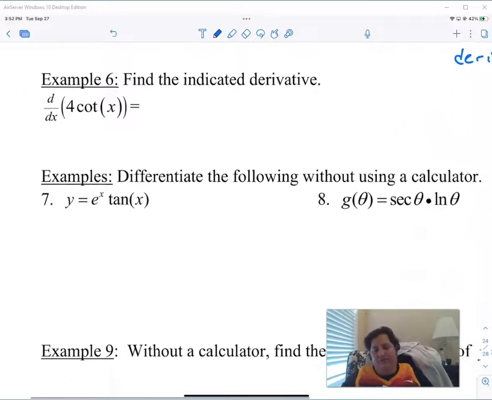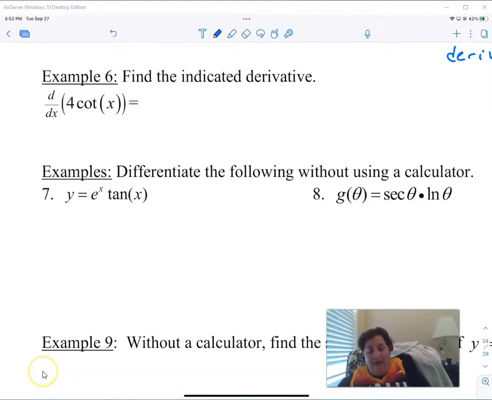How do we find the derivative of 4 cotangent? Do I want to go back and change that to cosine over sine and do a quotient rule? Heck no, we do not want to do that. We just go like this.